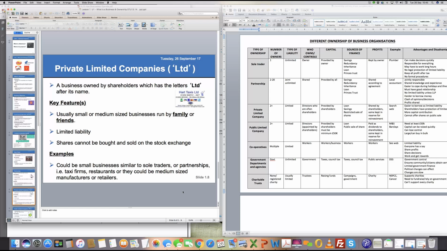Now, private limited companies in general are within the remit of something called the private sector. That means they're not subsidized or financed by the government. That is why it is private limited, not public limited.